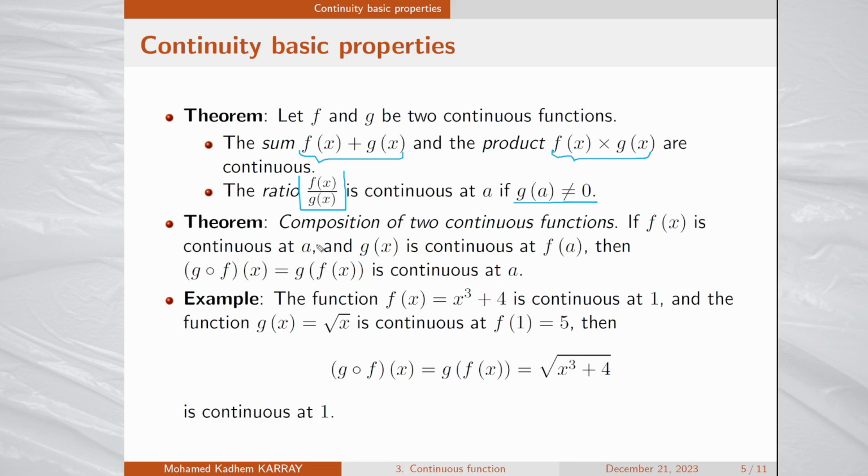The second theorem says that the composition of two continuous functions is continuous. More precisely, if f is continuous at a and g is continuous at f of a, then the composition g composed with f is continuous at point a. Here is an example. If we take the function f as x to the power 3 plus 4, which is continuous, and the function square root, which is also continuous, then the composition, the square root of x to the power 3 plus 4, is also continuous.